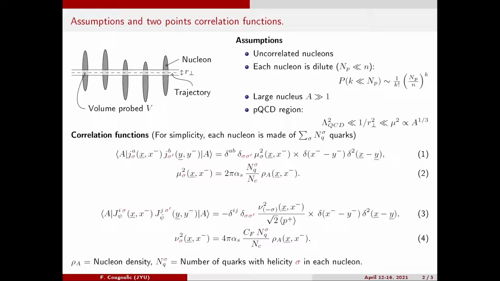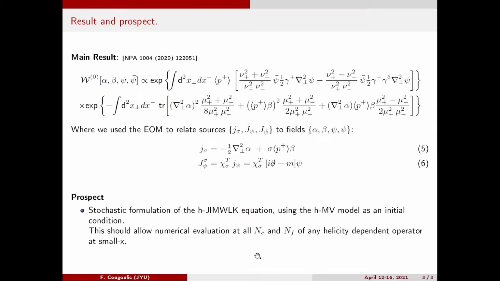Those Gaussian distributions are characterized by the charge densities mu plus, mu minus, where plus and minus indicate the color charge density from partons with positive or negative helicity. For the quark field, we have another distribution denoted by nu here, which is similar to the charge distribution mu up to some color prefactors. Our main result is the following distribution, which we wrote in terms of fields. The Gaussian distribution of sources after using the equation of motion takes the following form.